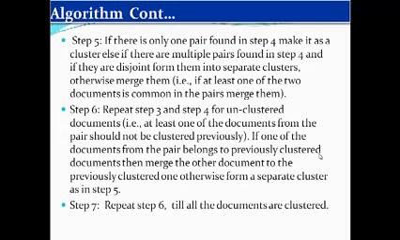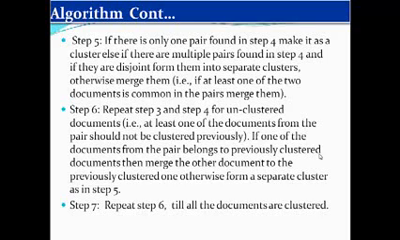If there is only one pair found in step 4, make it a cluster. Else, if there are multiple pairs found in step 4 and if they are disjoint, form them into separate clusters. Otherwise, merge them. Repeat step 3 and step 4 for unclustered documents.